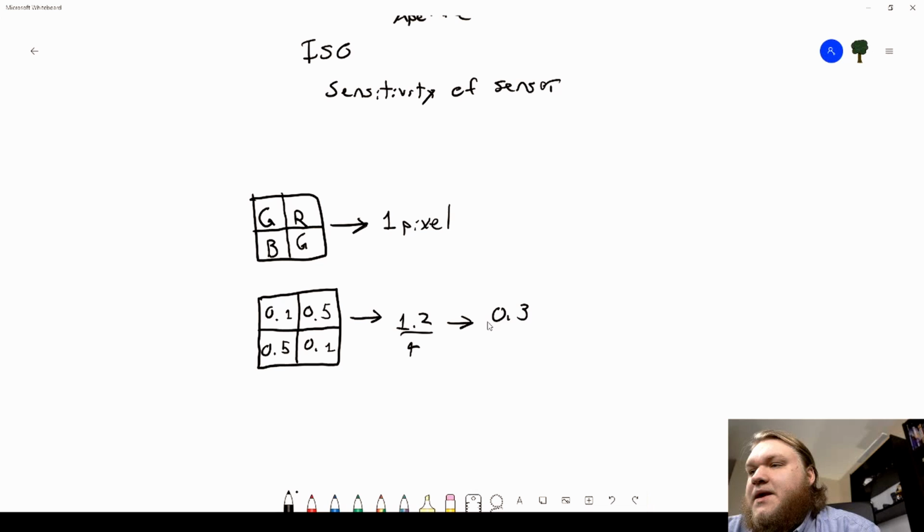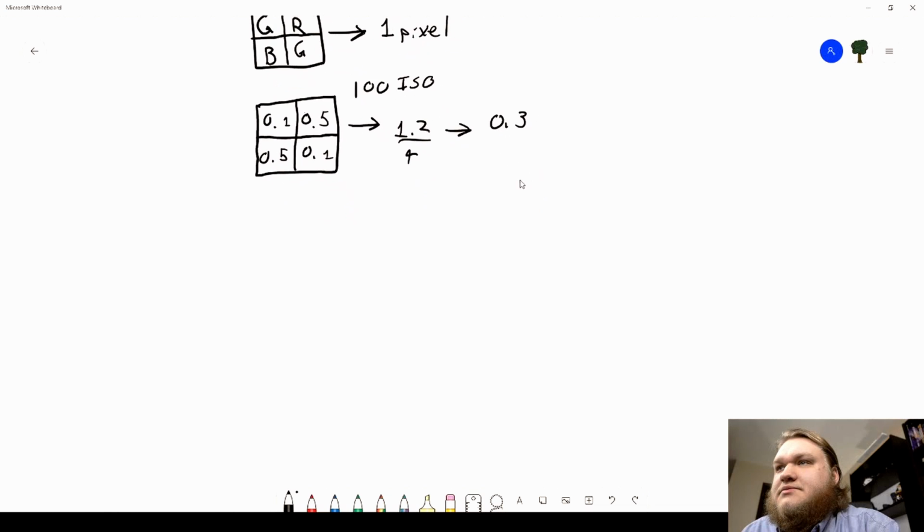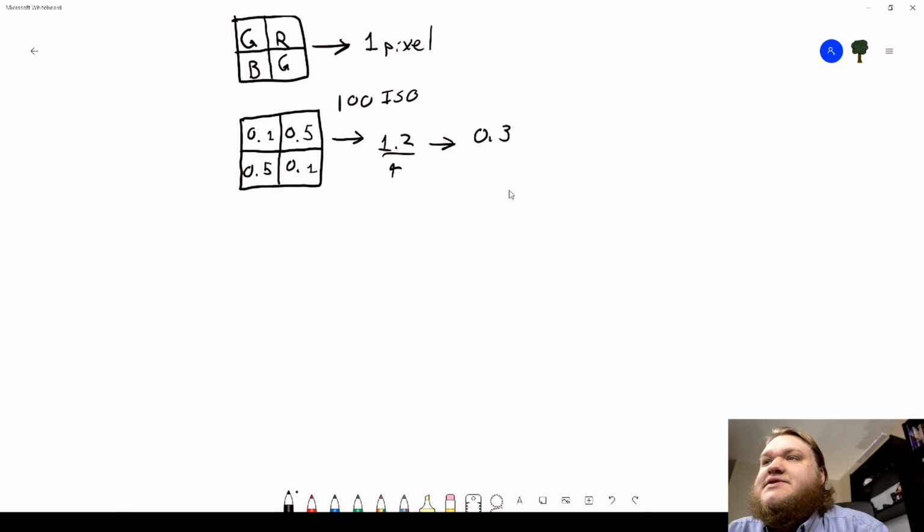Let's say this is at 100 ISO, which is usually the lowest ISO you can get on most cameras. Some will do 50, but most will do 100. There are a few tricks you can do to get falsely low ISOs, but we're going to ignore those. So that's at 100 ISO.